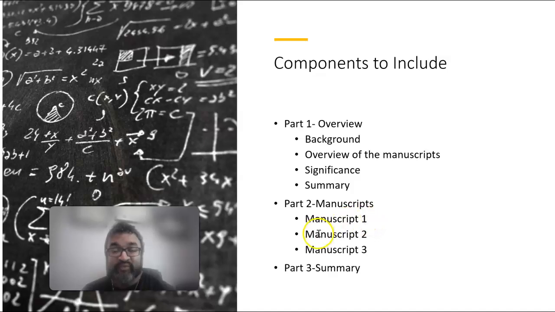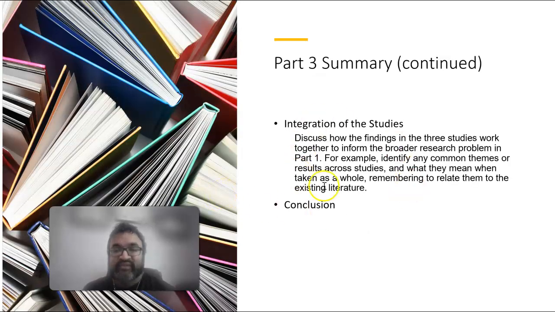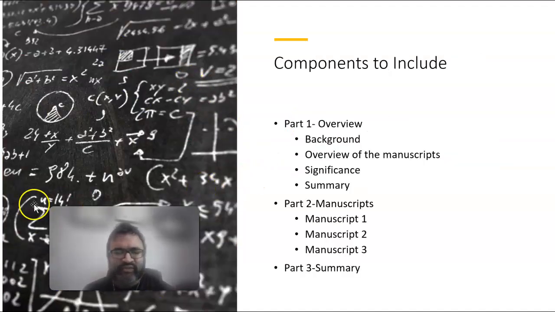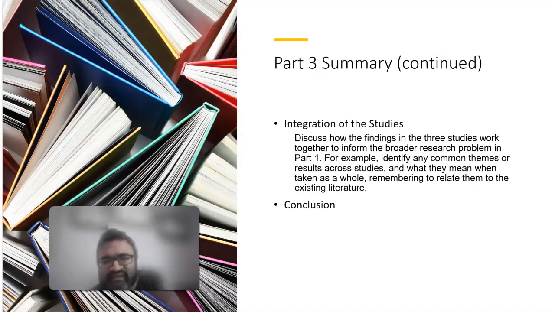Then part 2 is manuscript 1, manuscript 2, manuscript 3. Then there's a third part, the summary, and in the summary there's an integration of the studies and conclusion. So let me break this down here. When you have a 3XM dissertation, basically what you're doing is writing something similar, but the organization is different than a traditional dissertation.